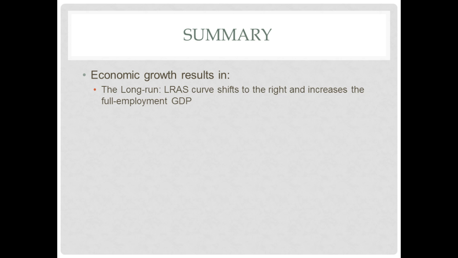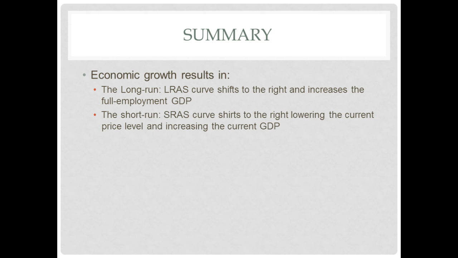All right, let's summarize this lesson. Economic growth results in, first, the long run: the long run aggregate supply curve shifts to the right and increases full employment GDP. The short run: the short run curve shifts to the right, lowering the current price level and increasing the current GDP.